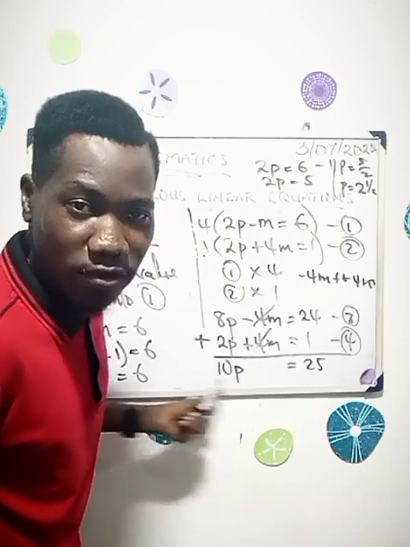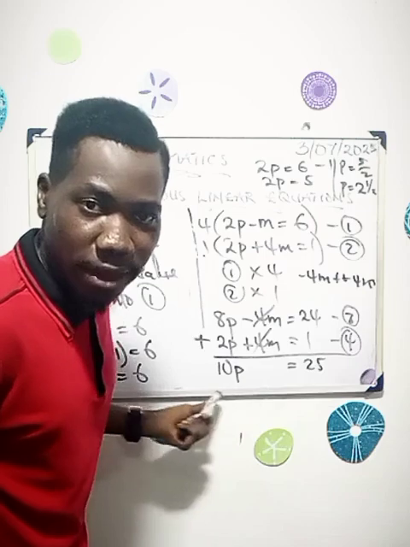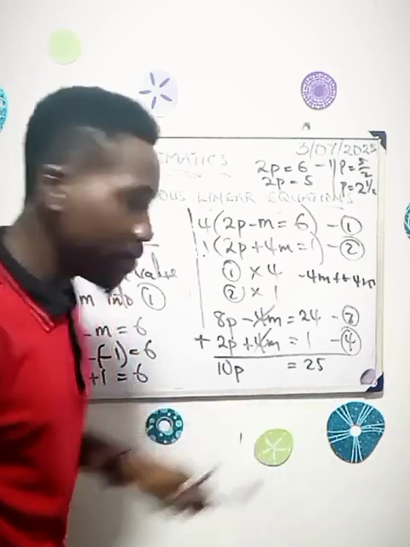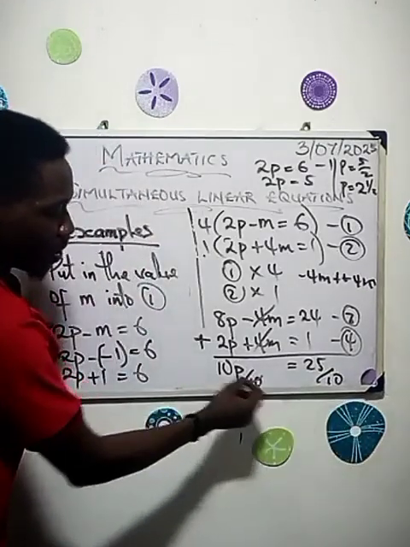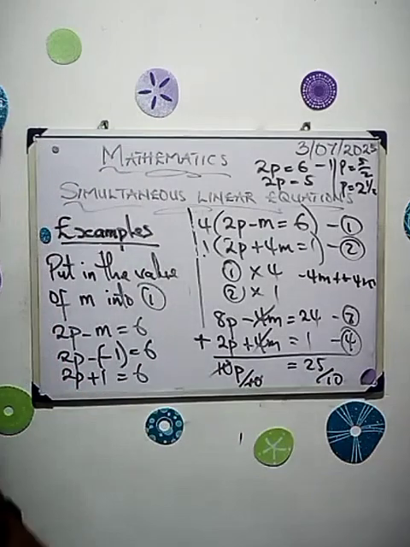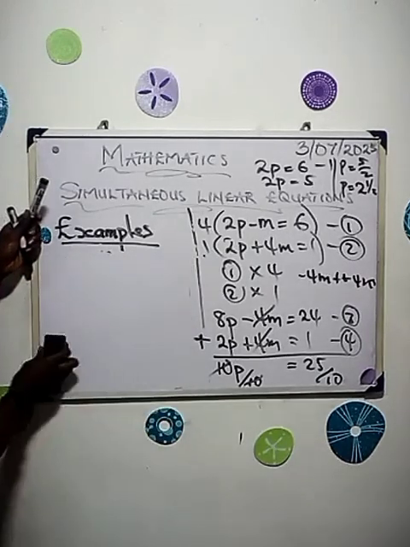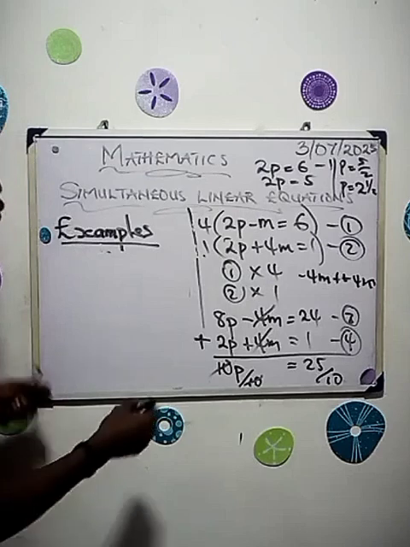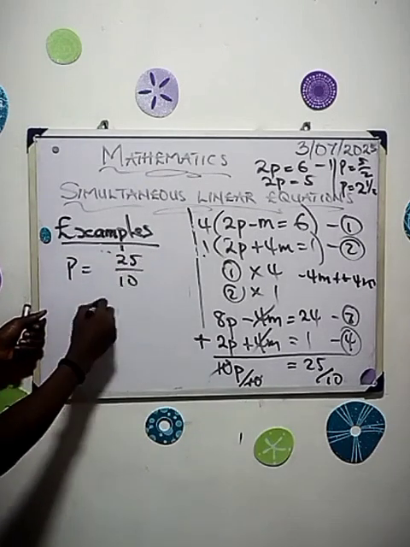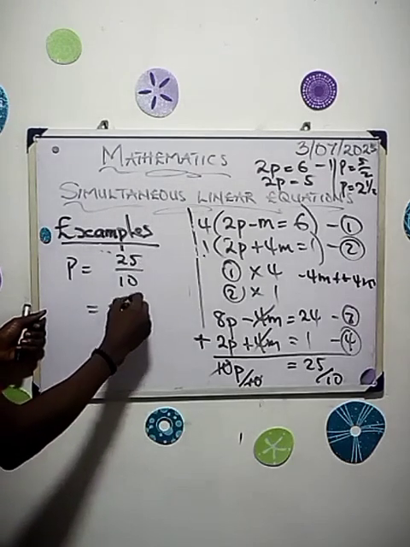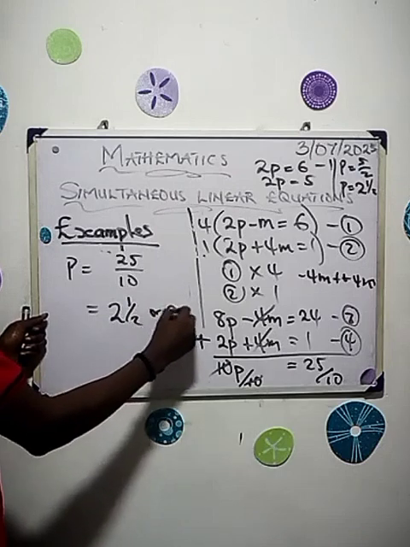We'll divide both sides by the coefficient of p, which is 10. So we'll divide by 10 and divide by 10. So 10 eliminates 10. And now we can get the value of p to be 25 over 10, which will give us 2.5 or 2 whole number 1 over 2. Any of them would work.